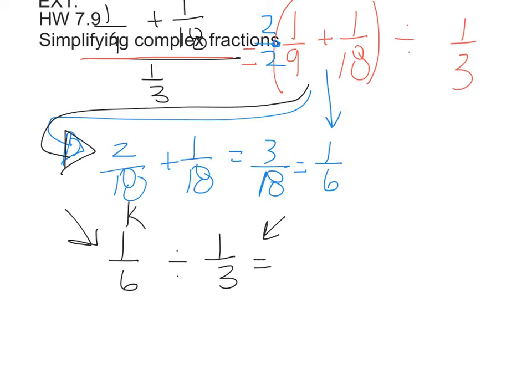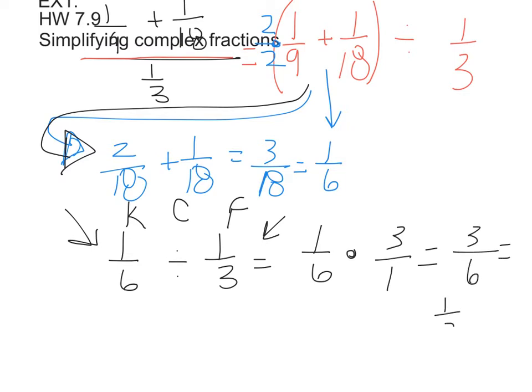So I keep the first fraction the same, 1/6. I change the sign in the middle to multiplication, and then I flip the second fraction, so 3/1. Okay, and now I multiply right across. So 1 times 3 is 3, 6 times 1 is 6, and that leaves me with 1/2. Okay, so no variables, no polynomials in this, so it was pretty straightforward. So let's go to a second example.